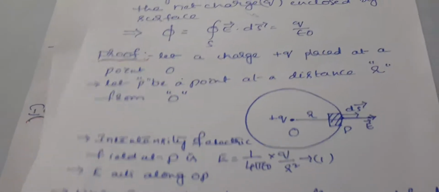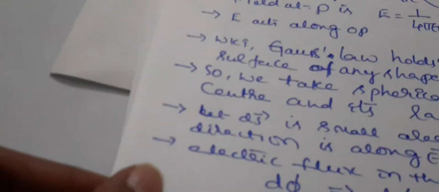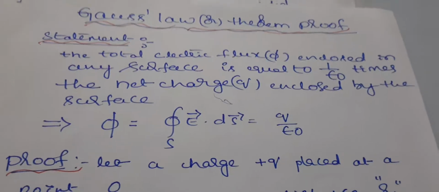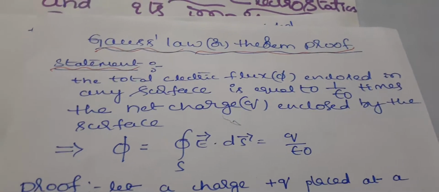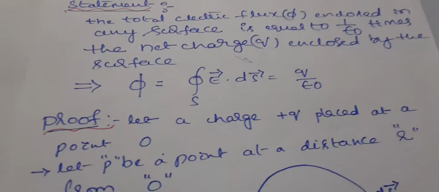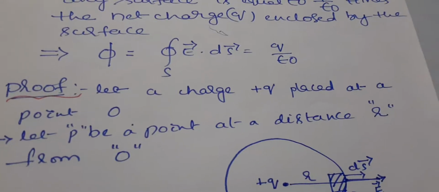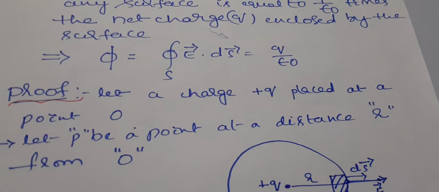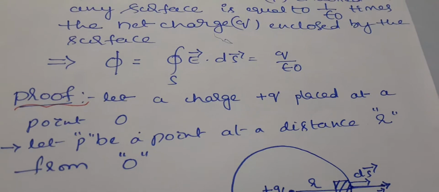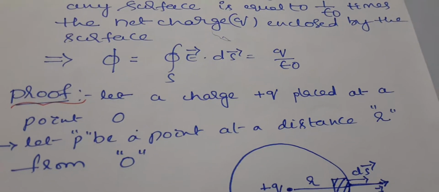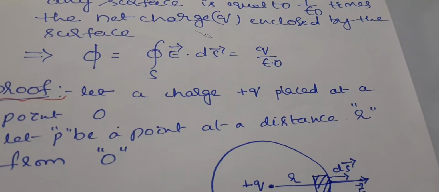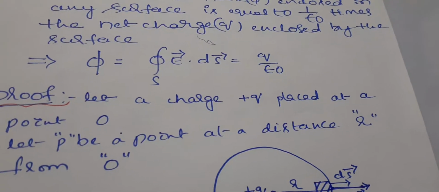So how can we derive it? This is the proof of Gauss law, or Gauss theorem, students. There is the statement, and we are going to derive it. We are going to show that phi, the total electric flux enclosed in the surface, is equal to 1 by epsilon naught times the net charge.